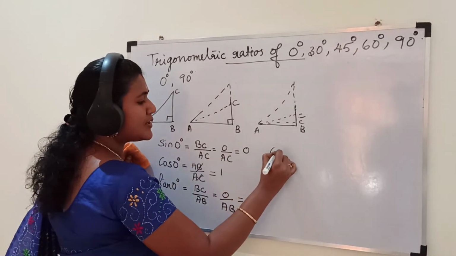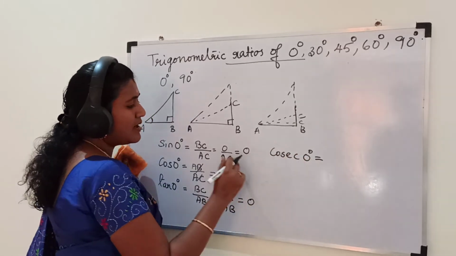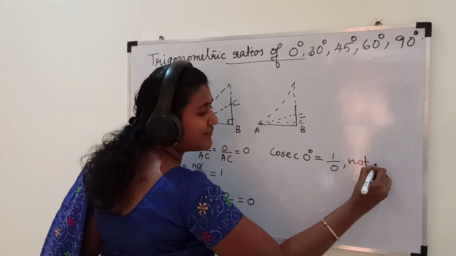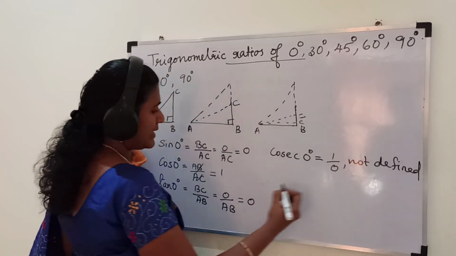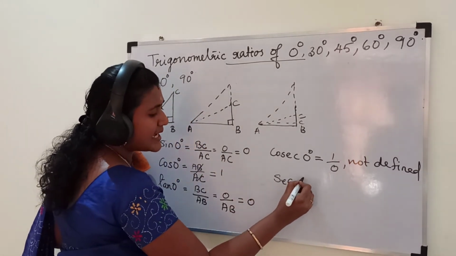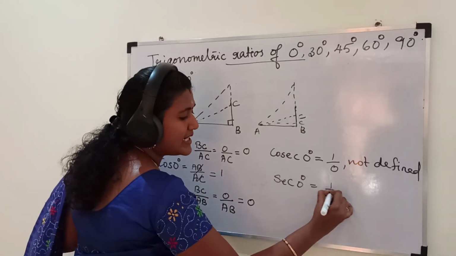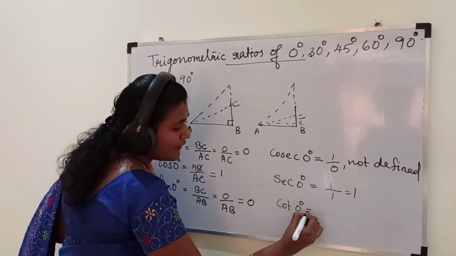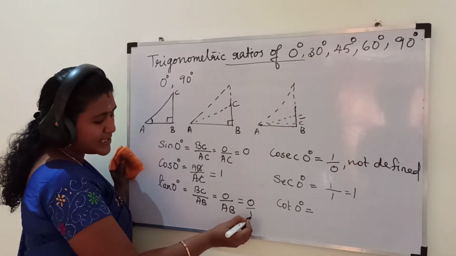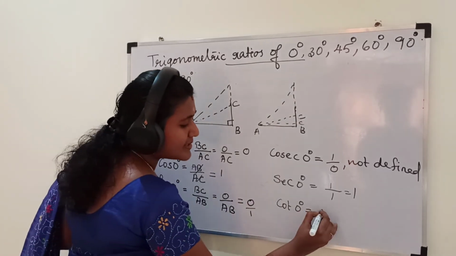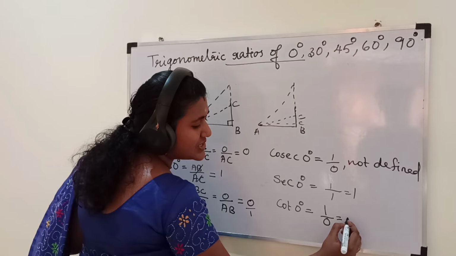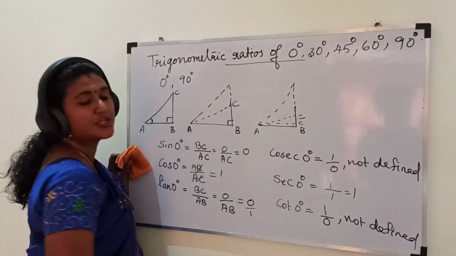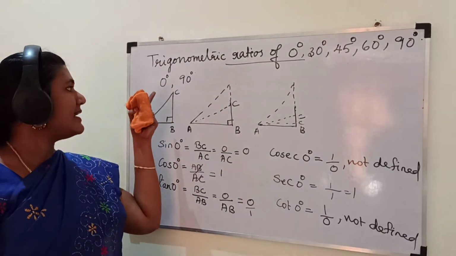Cosec 0 is the reciprocal of sine. The reciprocal of sine 0, which is 0, gives 1 by 0, which is not defined. Sec 0 is the reciprocal of cos, so 1 by 1, that is 1. Then cot 0 is the reciprocal of tan. Here tan 0 we got as 0, so taking the reciprocal we get 1 by 0, which is not defined. So we can find the trigonometric ratios of the special angle 0 degree.